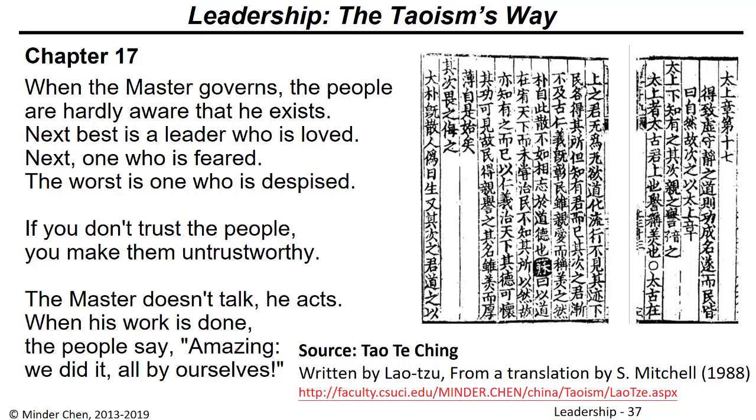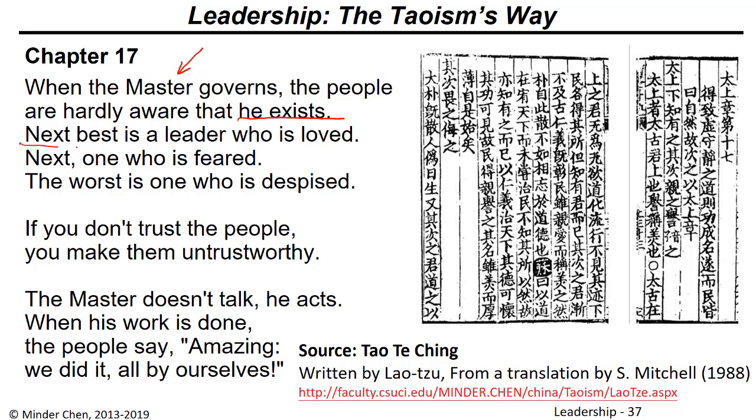Which brings us to the last slide for this leadership lecture. If you allow me to read the passage, which is a chapter of a Taoism text called Tao Te Ching by Lao Tzu. This is a translation by Stephen Mitchell, which is a more modern translation. And it says the following in chapter 17. It says, when the master, you can interpret master as a manager or leader, governs, the people are hardly aware that he exists.